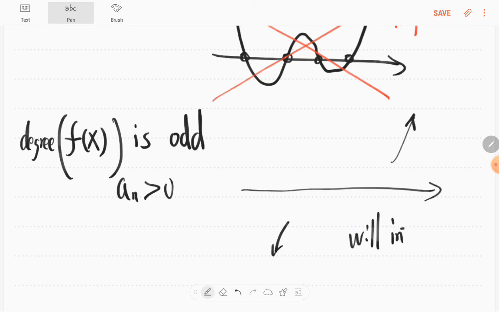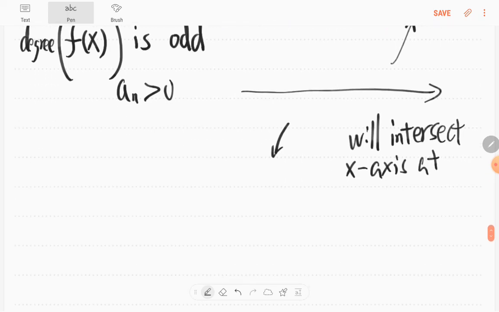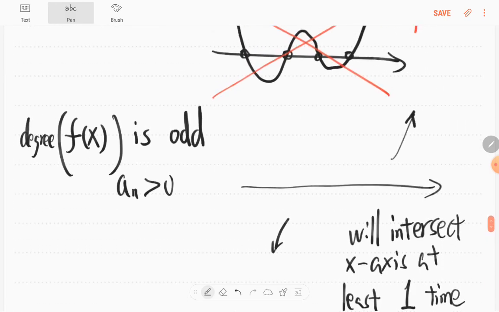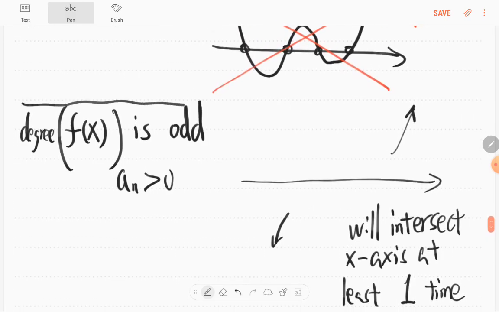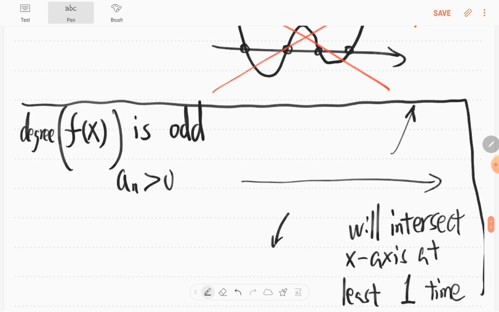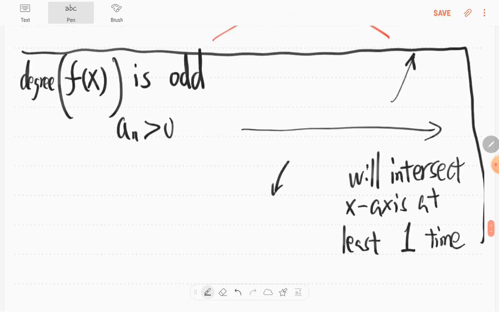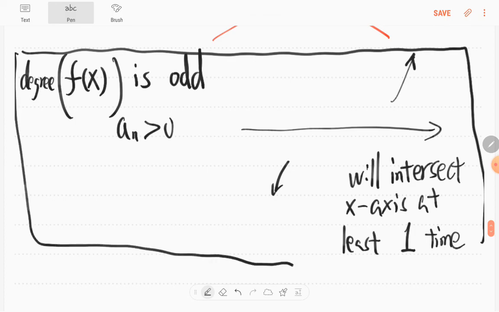Will intersect x-axis at least one time. Okay, so this is for the case that the degree is an odd number. For the case where the degree is even number, we have no this rule. Okay, this is just for odd.